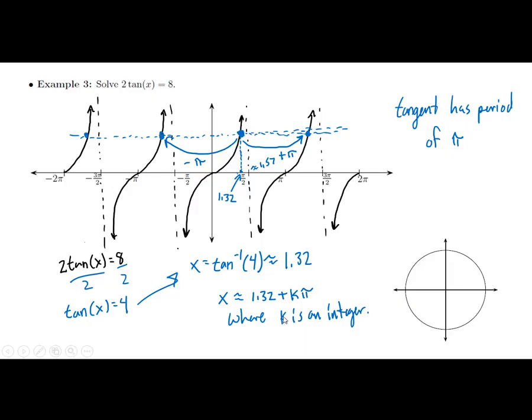So when you're solving a problem that involves tangent, you actually kind of get let off the hook just a little bit. It's a little easier. So you just need to find a solution, and then if you just tack on copies of pi, then you've got all the rest of them without any more work.